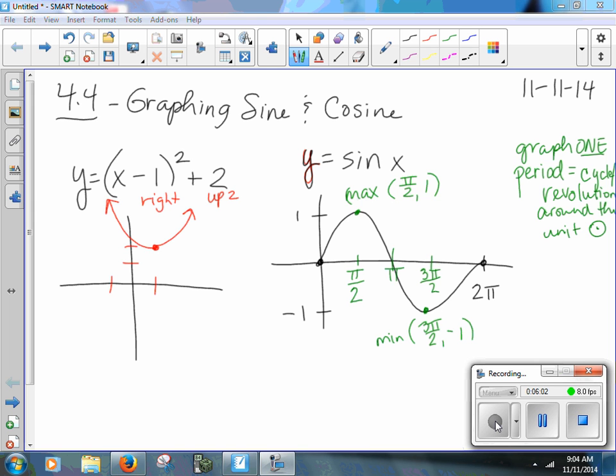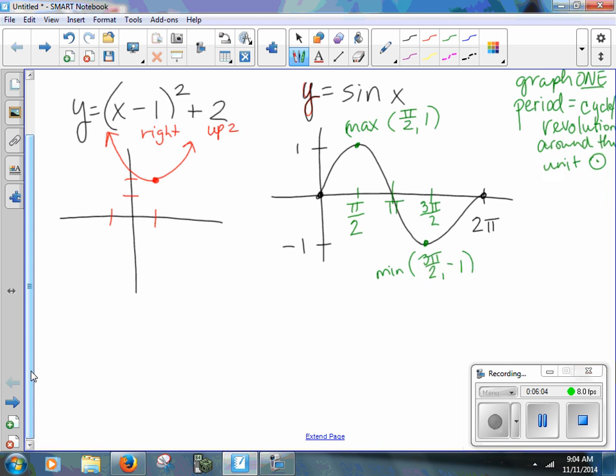So if we talk about the parent graph of sine, of course we have to talk about the parent graph of cosine. Let me bring up something about sine though, now that I'm looking at it. Notice where it starts. It starts where? This is the non-moved, non-translated sine curve. It will always start at 0, 0, at the origin, okay?